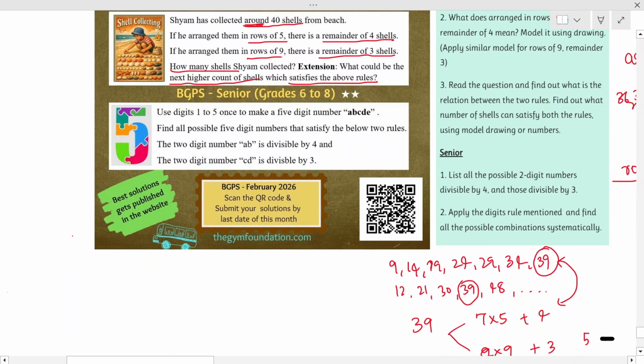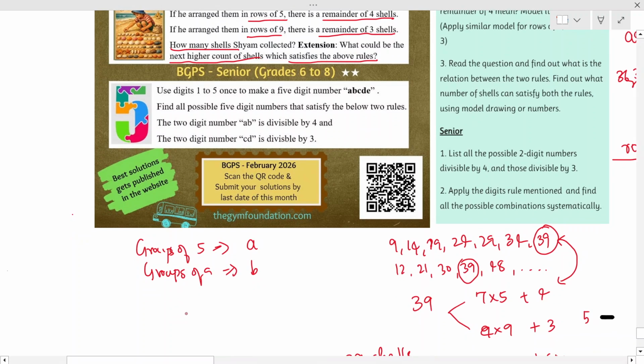So how do you actually define when you say rows of 5 and there is a remainder of 4 shells? The main thing is we don't know what the algebraic variable will be. We don't know how many rows there are. So maybe in the groups of 5, we can say there are a number of rows, and in the groups of 9, there are b number of rows, right?